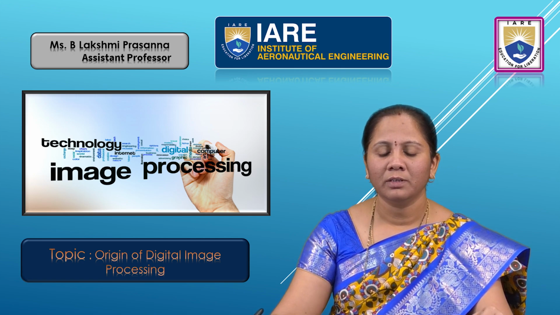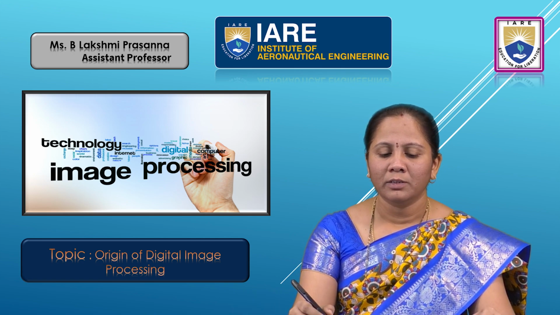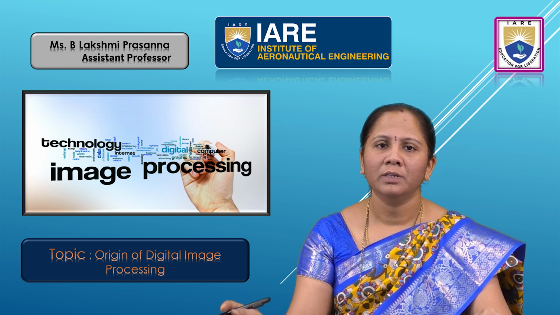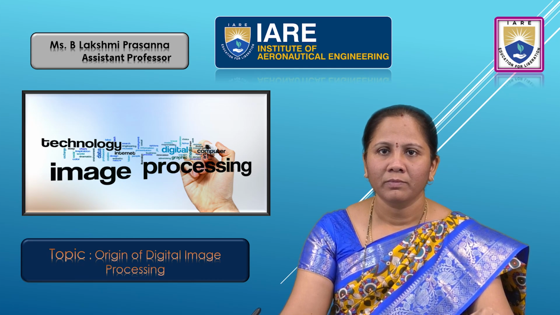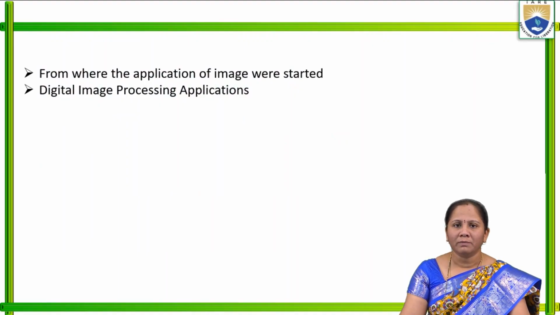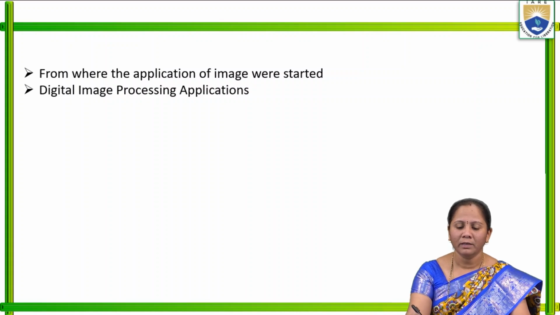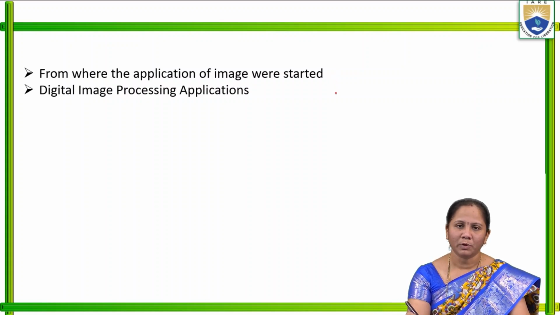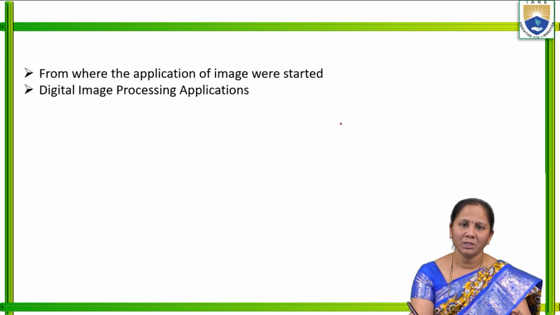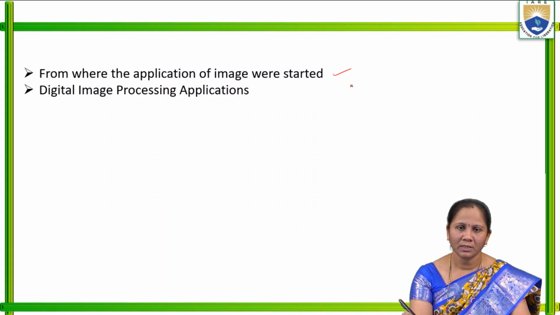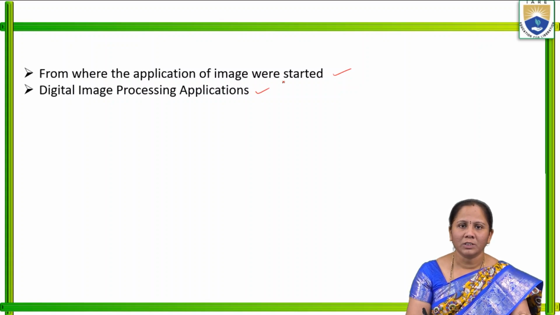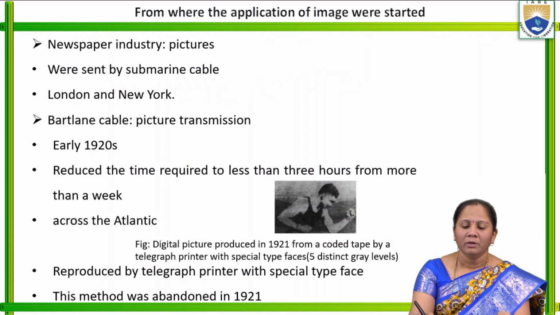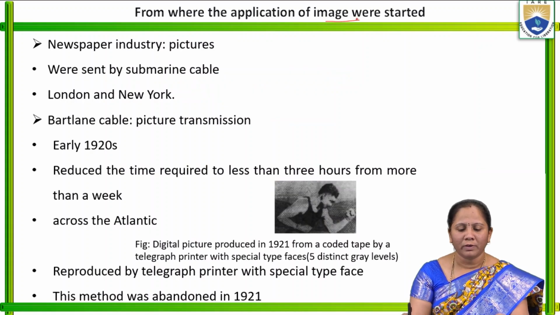In this session, we will see the topic Origin of Digital Image Processing. Today we are going to cover subtopics like the origin of digital image processing. Origin of digital image processing means we will be discussing from where the application of digital images started and in which areas this particular concept is being used. Now coming to the applications of digital image processing.